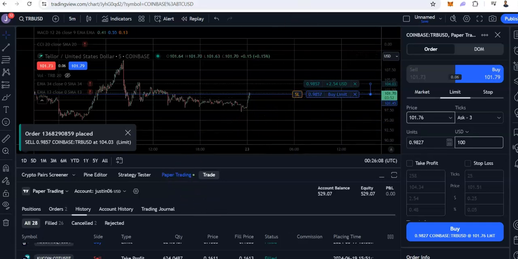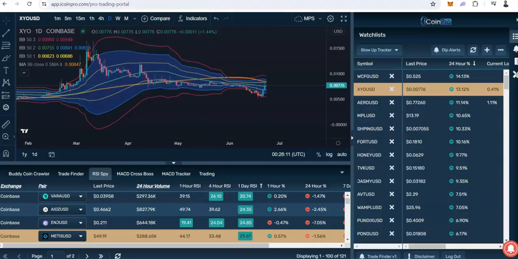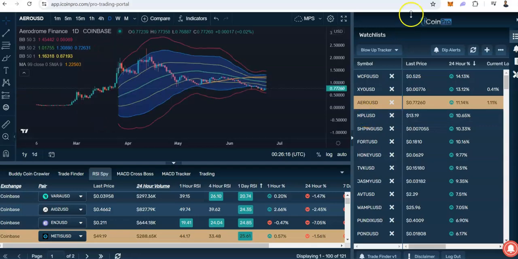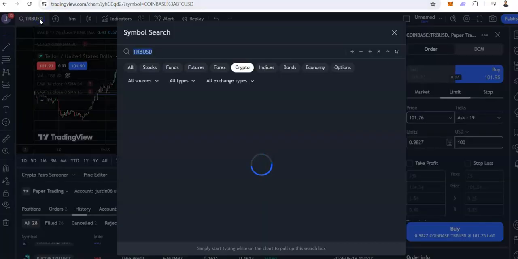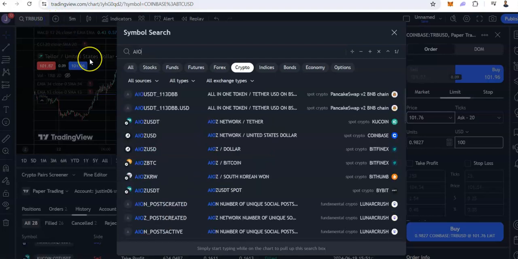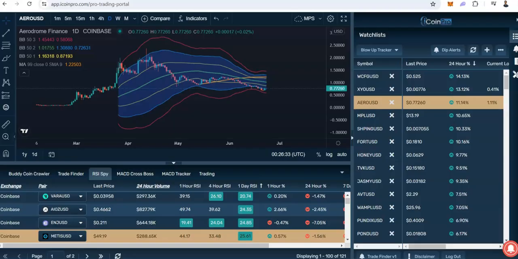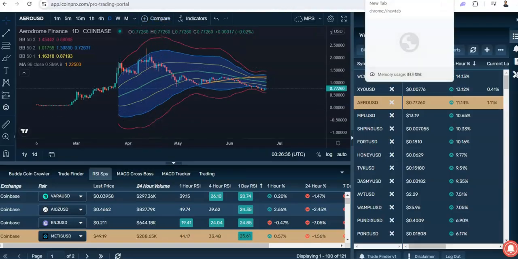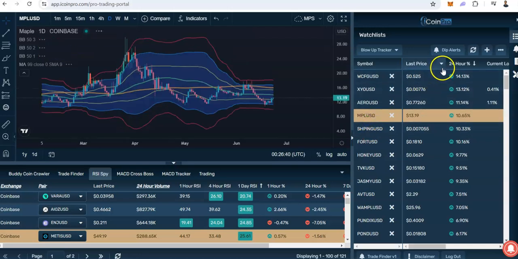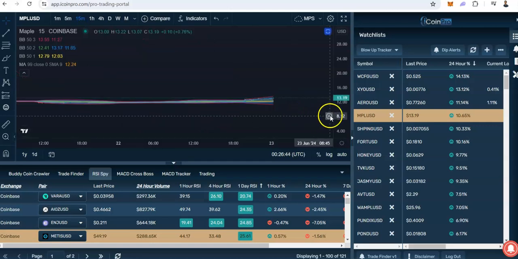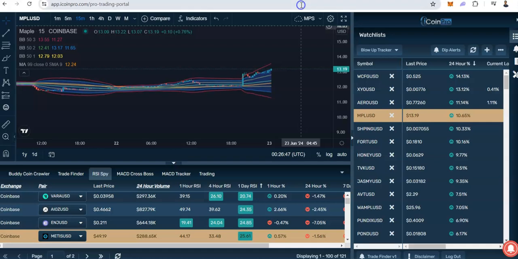And then let's say we wanted to do a trade on, I wouldn't really do any of these. I think AIOZ looked pretty okay because it was bouncing off of the resistance line. Maybe it's not in here. Let's see if we can find another trade real quick. This one looked pretty interesting, I think. Okay, so this one's headed up.